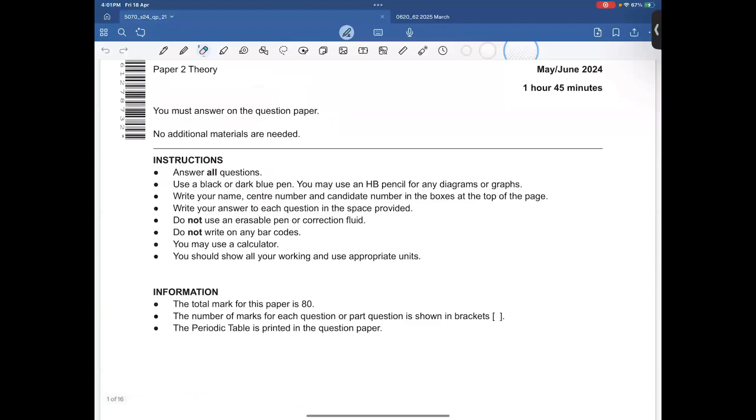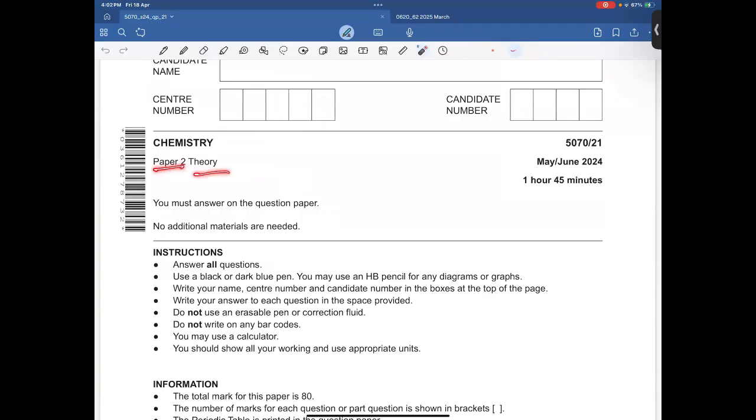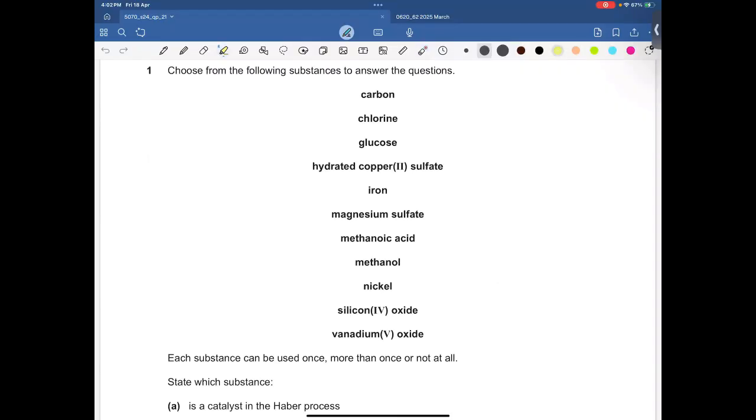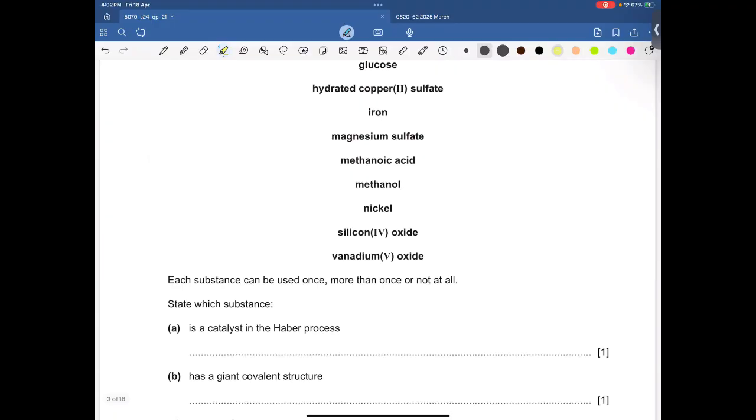Hi everyone. Let's start paper 2 of O-level chemistry, May-June 2024, variant 21. Choose from the following substances to answer the question. Each substance can be used once, more than once, or not at all. State which substance is a catalyst in the Haber process. Obviously, iron.